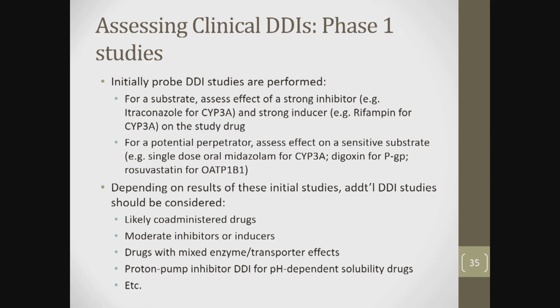Are there any common co-administered drugs in this patient population we should consider? If the effect of the strong inducer or inhibitor is profound, perhaps we need to look at a more moderate inhibitor or inducer and characterize the effect there. Should we consider drugs with mixed enzyme and transporter effects? Does our drug rely on a particular pH for solubility? In that case, we may want to do a drug interaction study with a proton pump inhibitor.